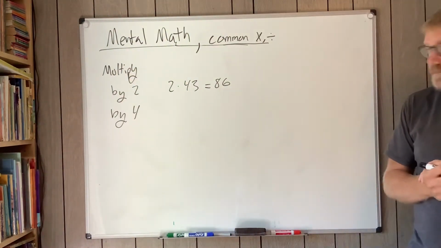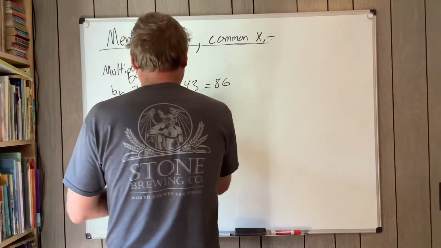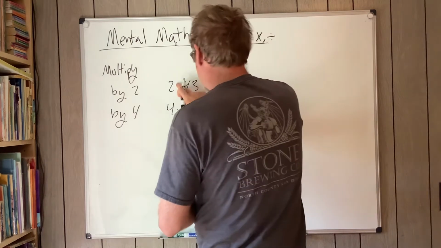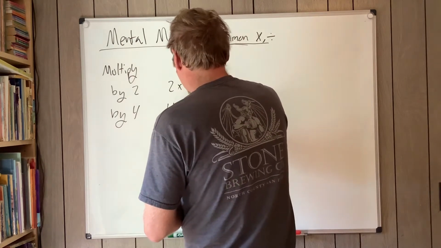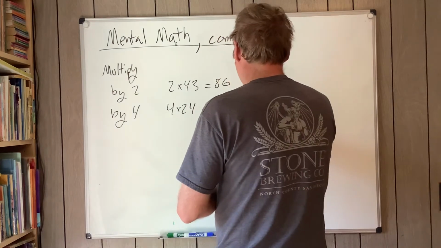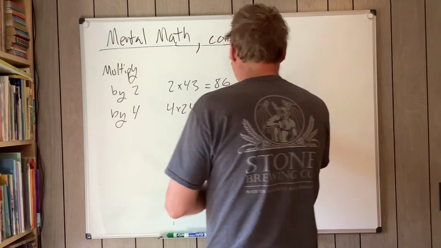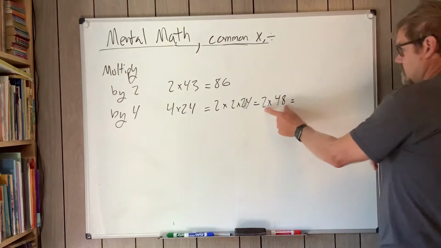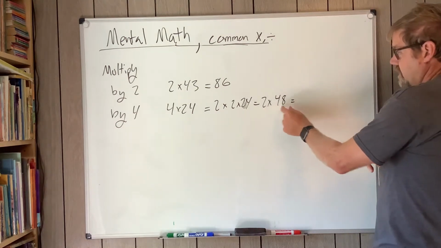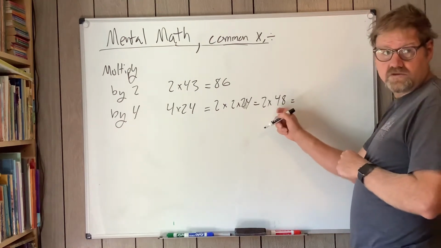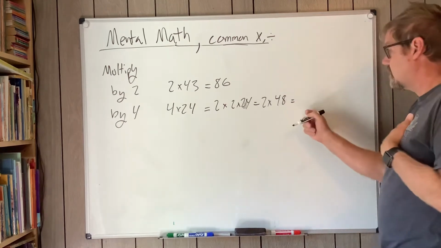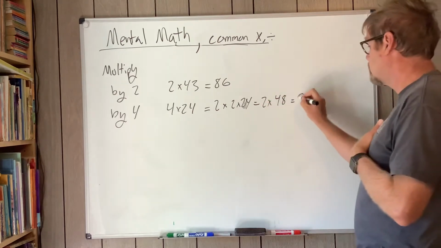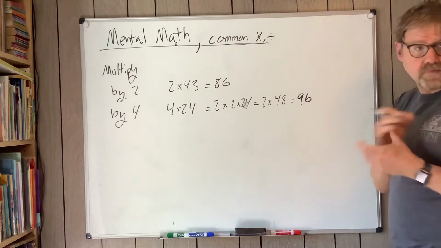By 4, it should also be pretty straightforward. Let's say I have 4 times 24. So that's 2 times 2 times 24. So that's 2 times 48, which may be a little tricky, but you can think about it. It's close to 2 times 50, but you're 2 shy of that, so 2 times 2 shy of it. That becomes 96. Things like that.